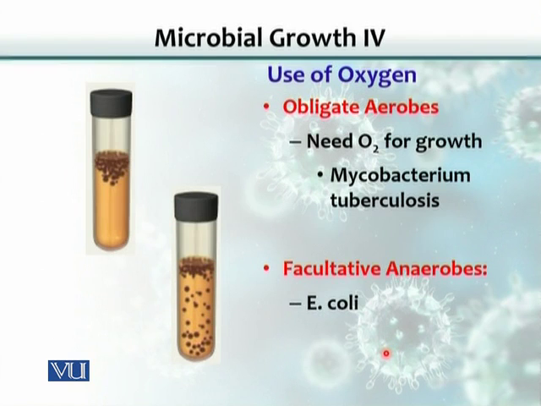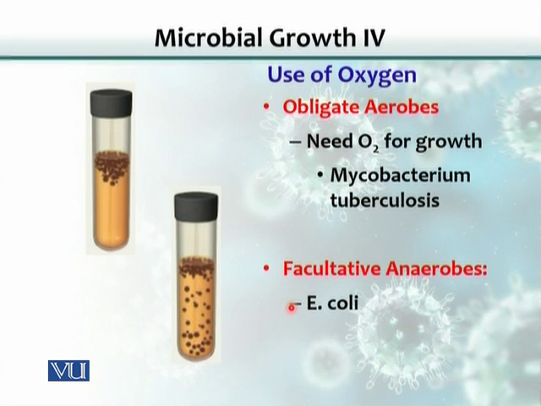On the basis of oxygen requirement, we can classify organisms into various groups. We have obligate aerobes. These are the ones that need oxygen for their growth. If oxygen is not available, they won't grow. So these are called obligate aerobes. An example is Mycobacterium tuberculosis, the organism that causes TB in humans and animals, which requires oxygen for its growth. The other group is called facultative anaerobes.